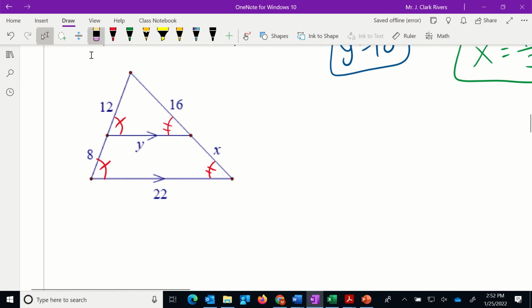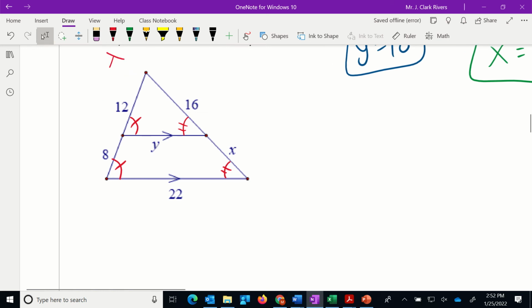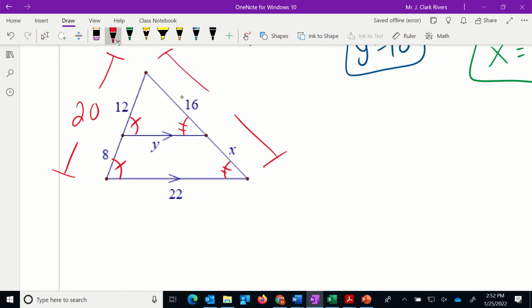So 12 is between the shared angle and the 1 tick mark angle. So on the bigger triangle, the shared angle and the 1 tick mark angle is a length of 20. So 12 corresponds to 20. What does 16 correspond to? Well, 16 is between the shared angle and the 2 tick mark angle. So between the shared angle and the 2 tick mark angle, that's going to be 16 plus x.